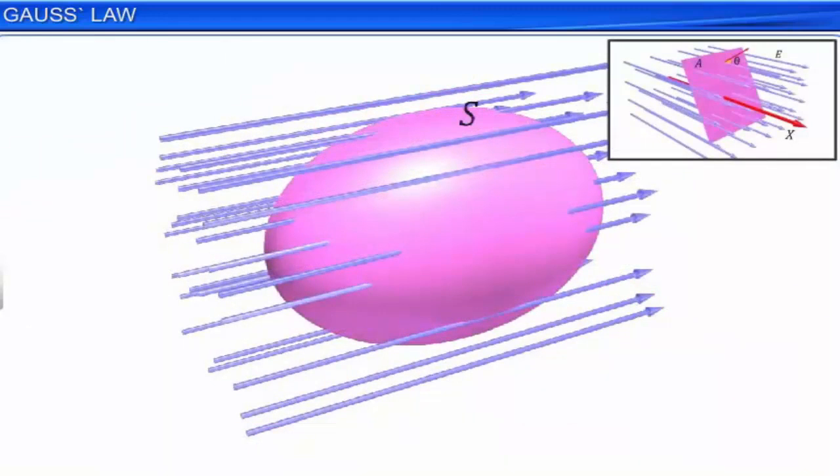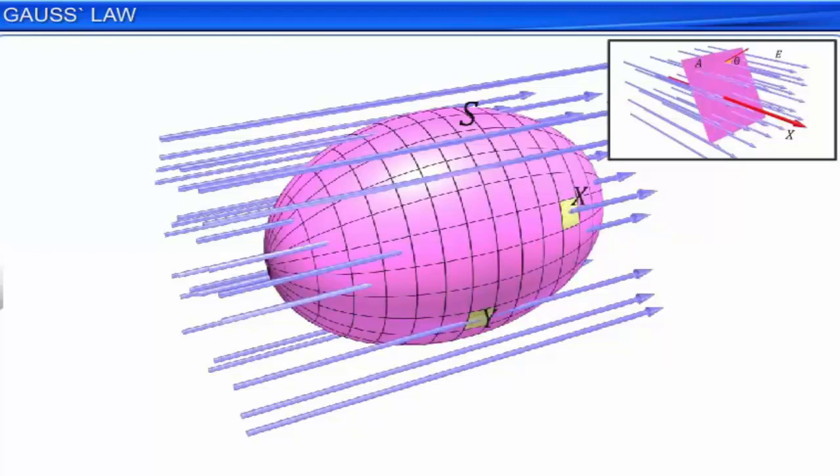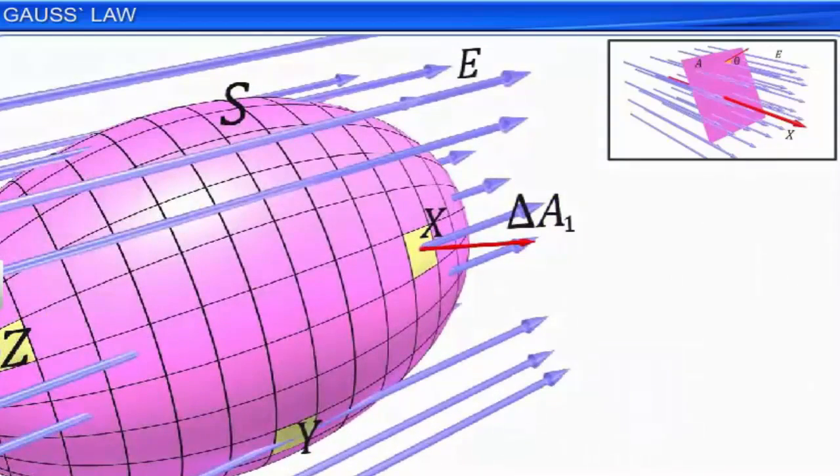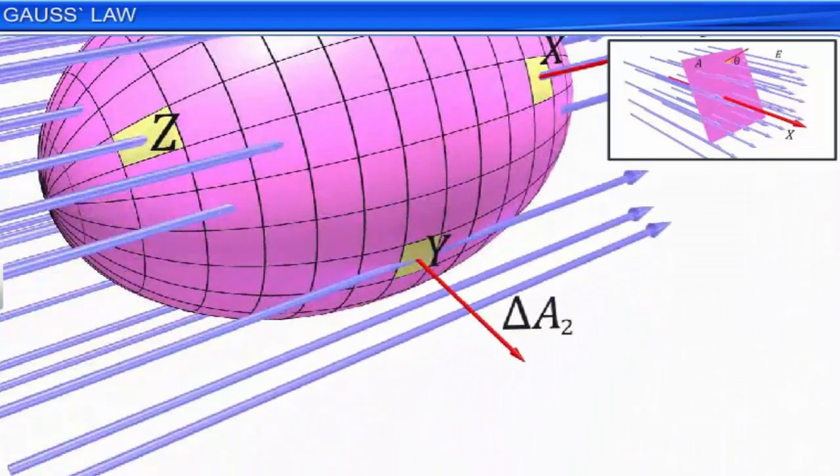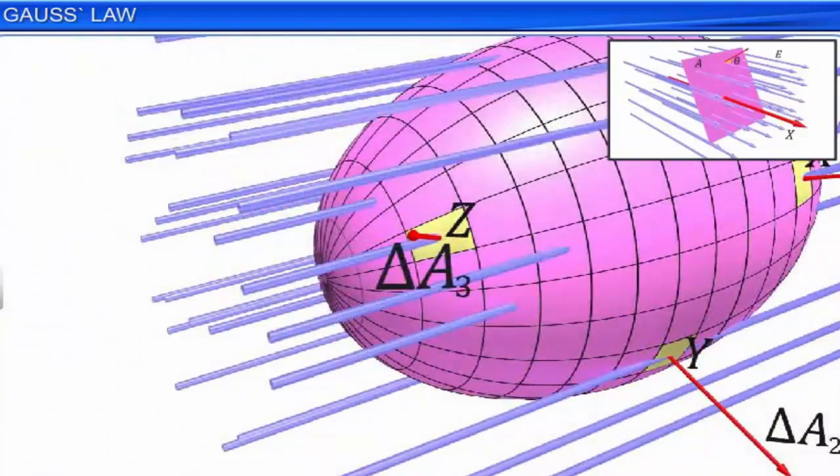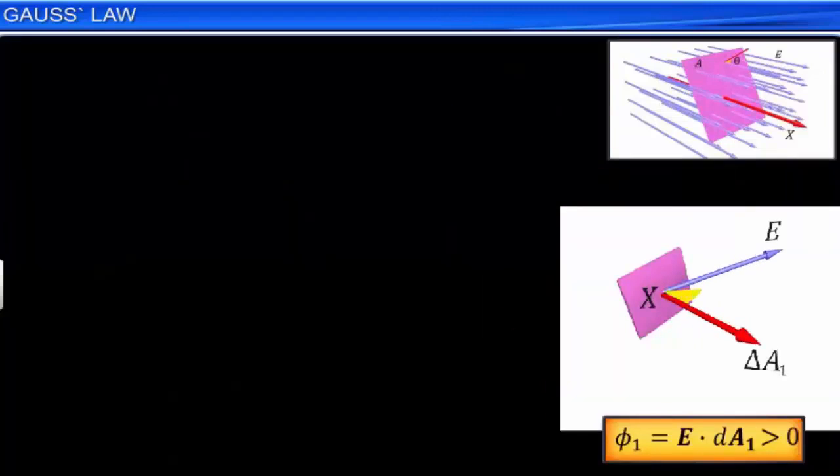Now, consider a closed surface S placed in the uniform electric field of strength E. Consider three elements X, Y, and Z on the closed surface, having areas delta A1, delta A2, and delta A3 respectively. The electric flux through the element X is phi 1 equal to E dot dA1, and since the angle between the direction of the electric field strength E and dA1 is acute, the flux phi 1 through this surface is positive.